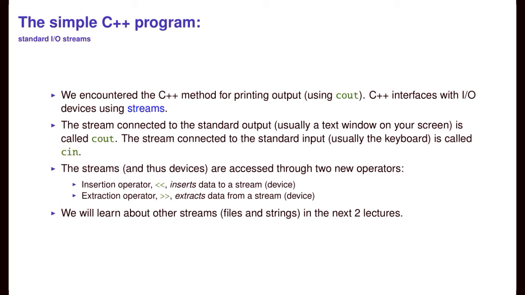Printing. Output and input. We've already seen the method for printing because I've done it using cout and essentially using the insertion operator, which is a double less sign. And C++ interfaces with the I/O devices using some kind of abstract idea, which is called a stream. The stream connected to the standard output, which is usually your text window on your screen, sometimes called the terminal window, is called cout. The stream connected to the standard input, which is usually your keyboard but could be something different, is called cin. The streams and thus devices are accessed through two operators.